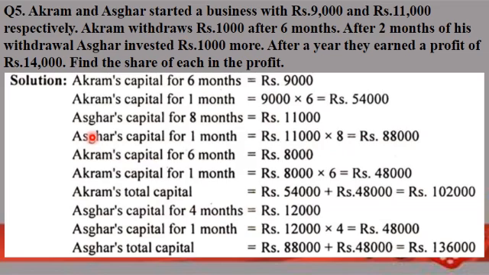And as he told that after the 6 months, the Akram withdrawal is 1000 rupees. So we will subtract 1000 from 9000. After subtracting, we will have 8000 rupees. So Akram's capital for the remaining 6 months is 8000. So for 1 month, we will multiply 8 by 6. So 8 sixes are 48. 48,000 is his capital for the remaining 6 months.